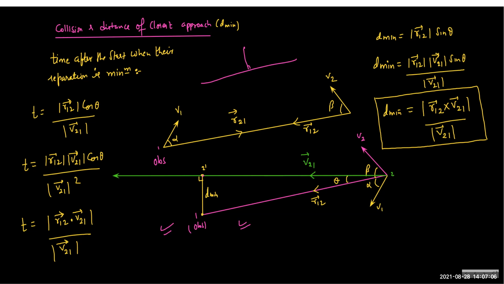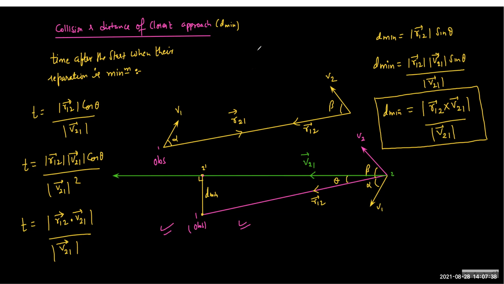Now, again, this is a very interesting part. Is the value of D minimum dependent on the frame? Is D minimum variant or invariant? Think about it. Yes, it is invariant. And because it's invariant, it really doesn't matter which frame you choose. So that's why I have solved this question in which frame? In the frame of 1.